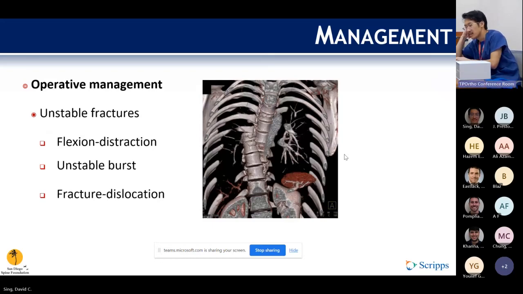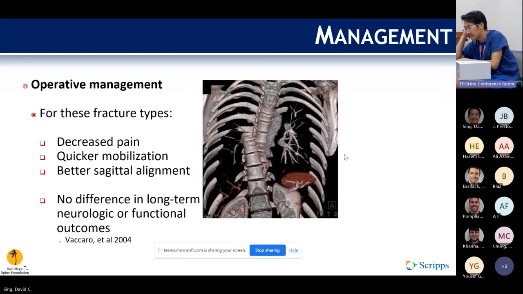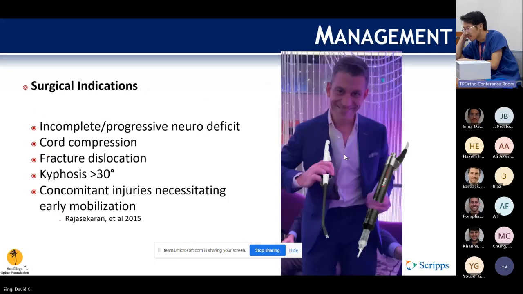In terms of looking at these operative fractures, when there's gross translation and rotation, you kind of need to fix that. There are some studies showing that surgery is helpful in these situations. So when it does come time to do surgery, these are sort of harder indicators: neurologic deficits, cord compression, fracture dislocation patterns, severe kyphosis, and other injuries.